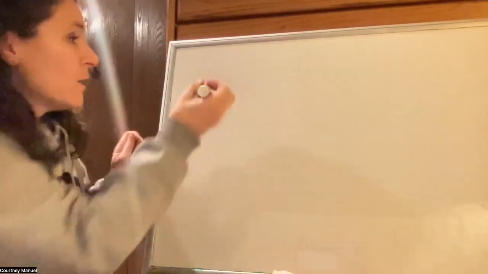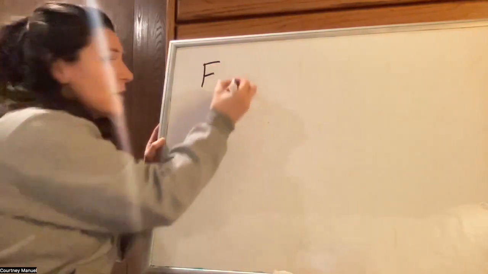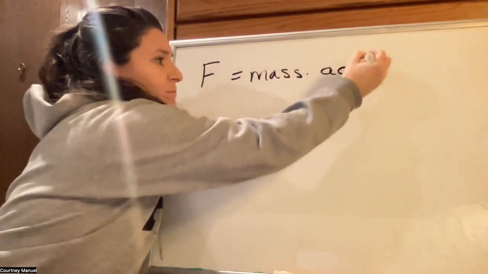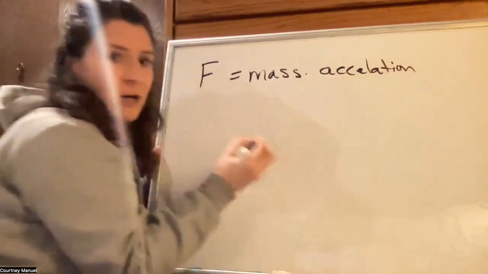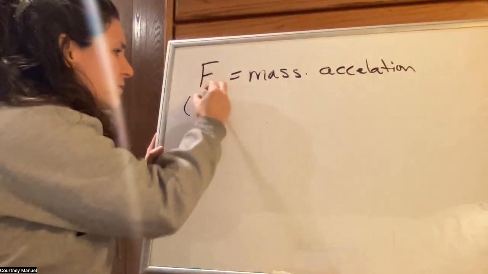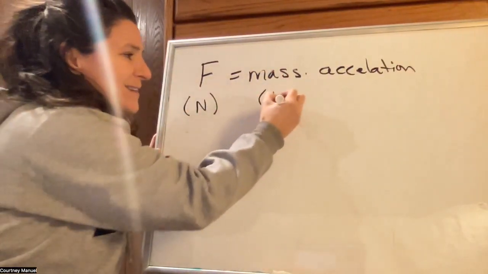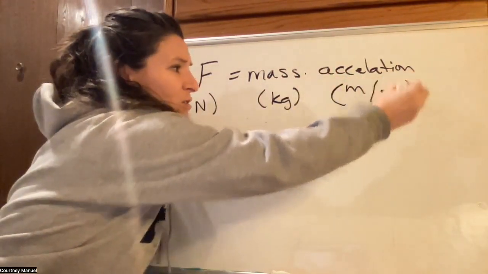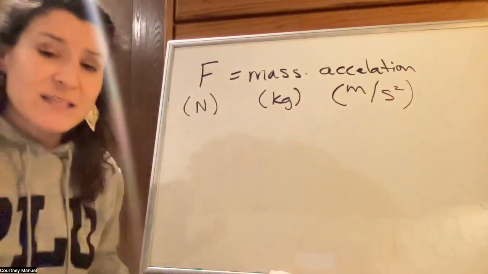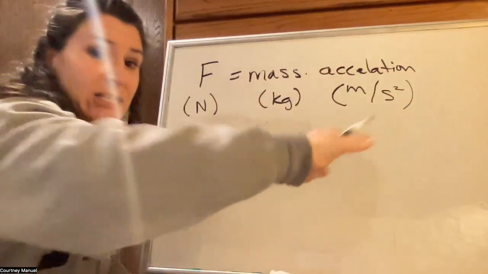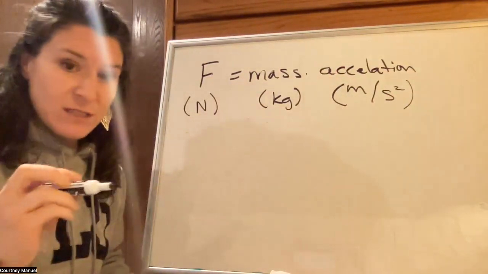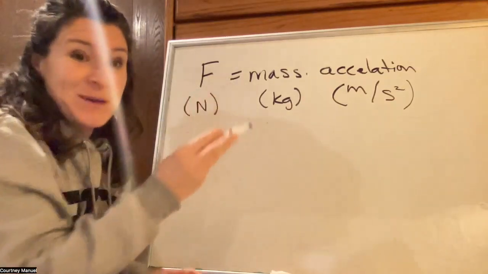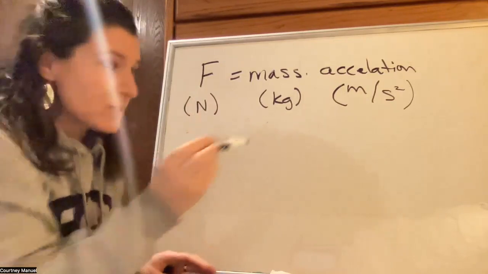Quick review. We've got our total force, and that's going to be equal to our mass times acceleration. Our unit on force is newtons, our unit on mass is kilograms, and our unit on acceleration is meters per second squared. So this isn't constant velocity. This is somebody who's either speeding up, changing direction, or slowing down. Someone traveling at a constant velocity, there's no net force. There's force being applied, but there's no net force if there's no acceleration.